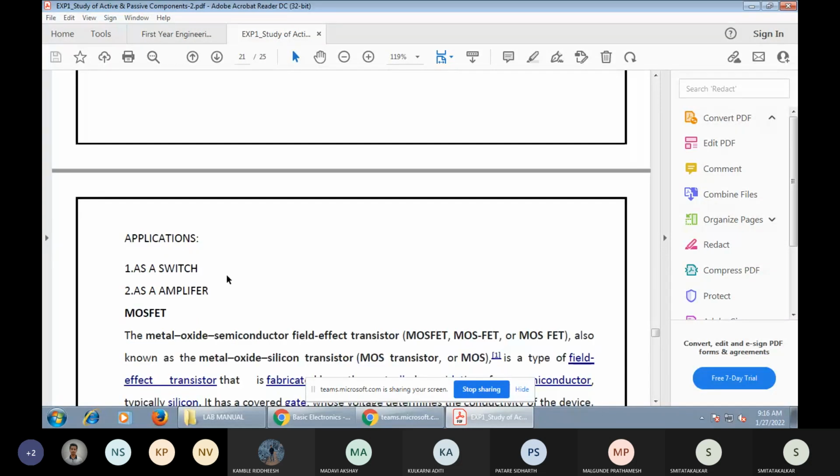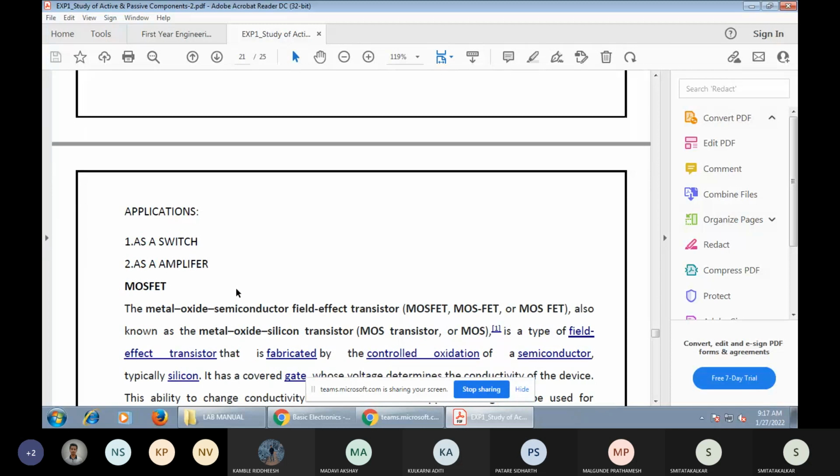There are two applications: one is the switch and another is the amplifier. As an amplifier, we can use the transistor like in an operational amplifier. It amplifies the signal only. Consider a loudspeaker: if the sound is minimized, then the output is minimized. If the sound increases, for example I am using headphones and speaking very loudly, then you hear it very loudly. If I speak very softly, you hear it softly.